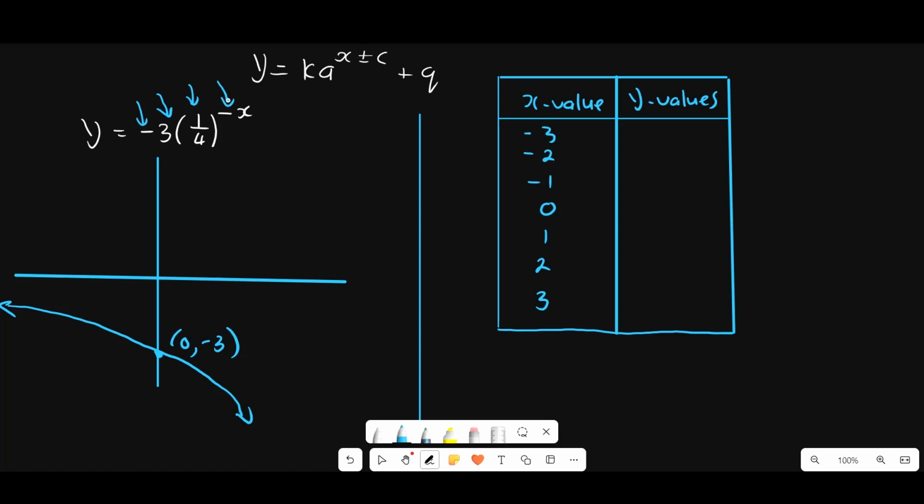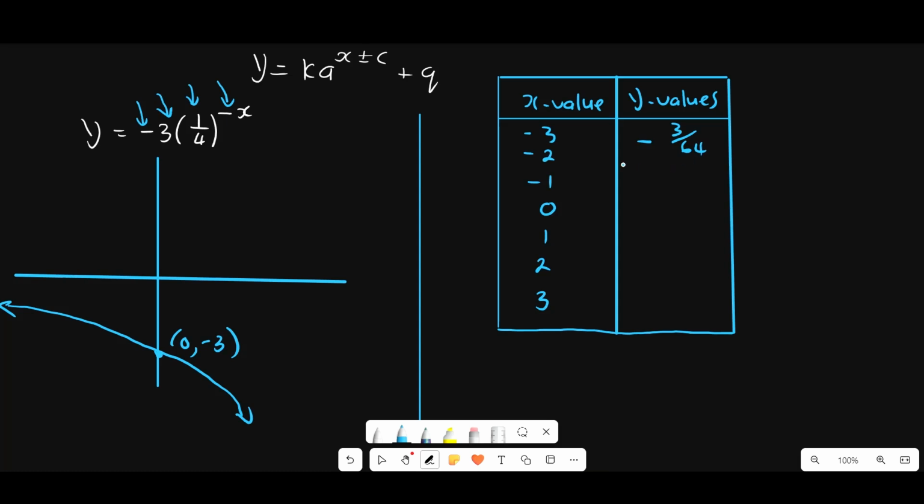Okay, so what you're going to do is take your calculator and plug in the -3, which is my x, in this function here. So you're going to say, well, -3 times 1/4 raised to the power negative times -3. Make sure to plug this on your calculator. Include all the negative signs.